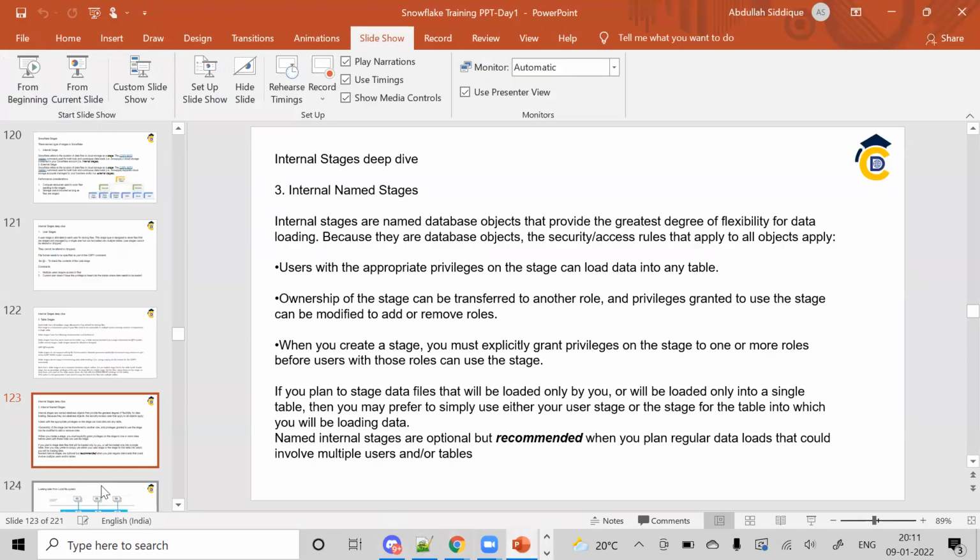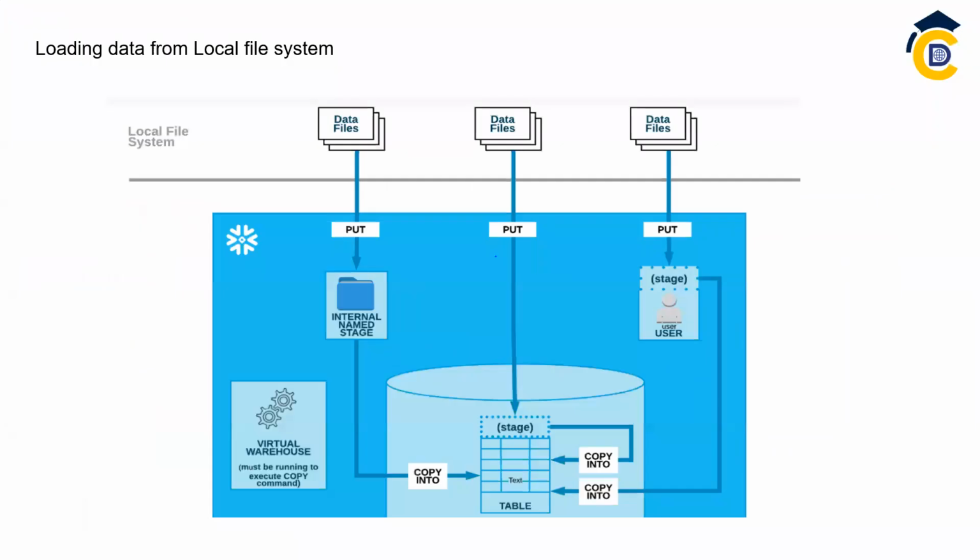Let me show that diagram that we were discussing yesterday. So this is our local file system where you have the files. The first step is that you have to stage the files. That is through the put command. You can stage into the internal stage, and there are three types of internal stage. So this is the internal named stage here. Okay, or it could be this table stage here, or it could be the user stage.